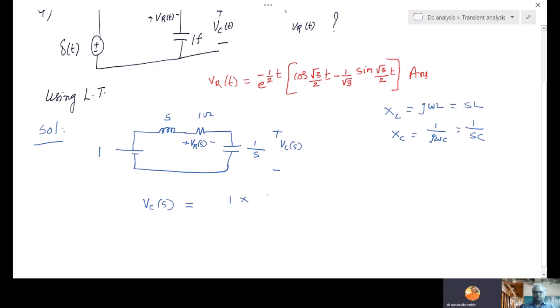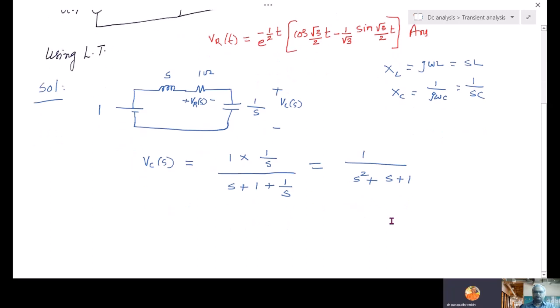1 into (1 by s) divided by (s plus 1 plus 1 by s). So this 1 volt is divided, we are finding the voltage here. So input voltage into this reactance divided by the total, using the voltage division formula. Simplify, you get 1 by (s square plus s plus 1). This is VC of s.